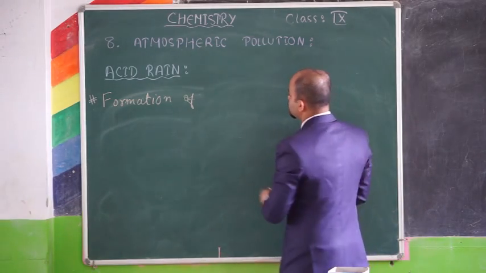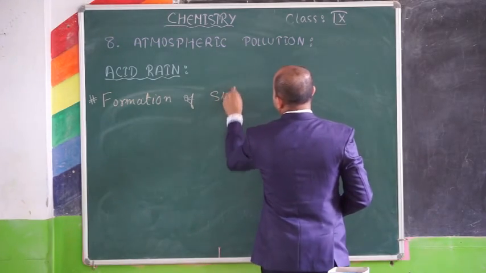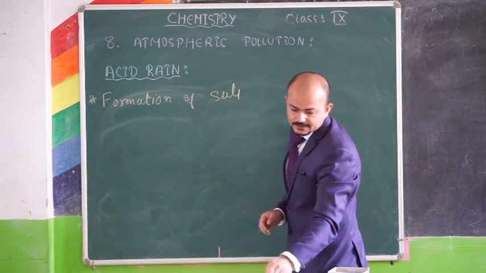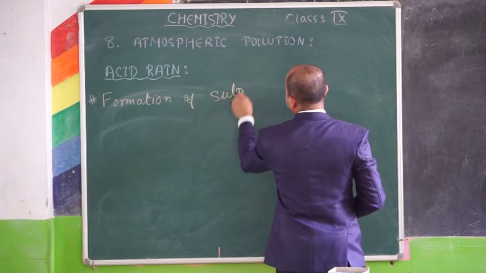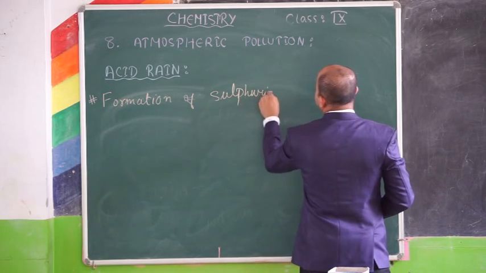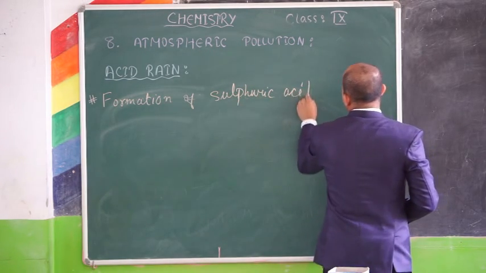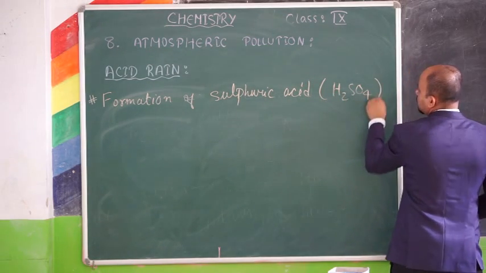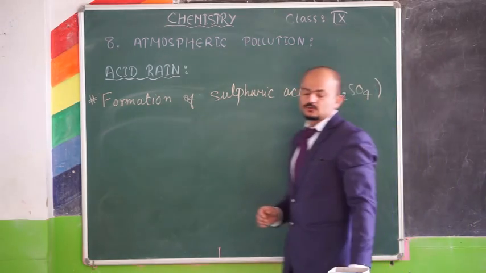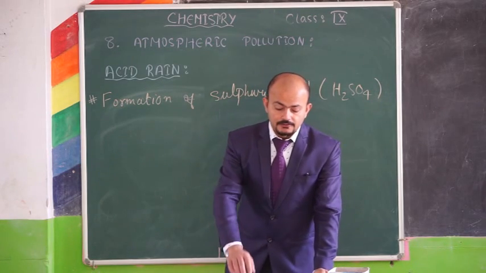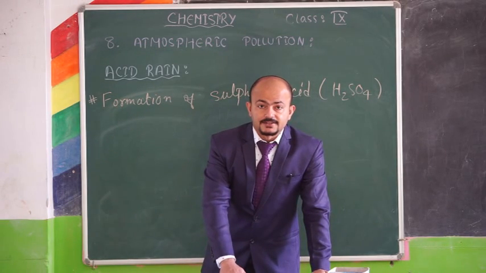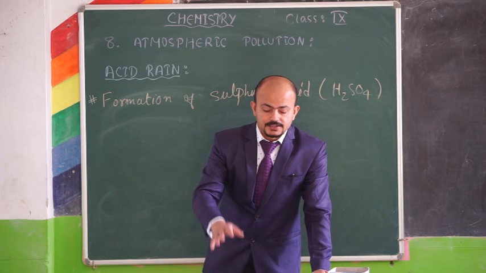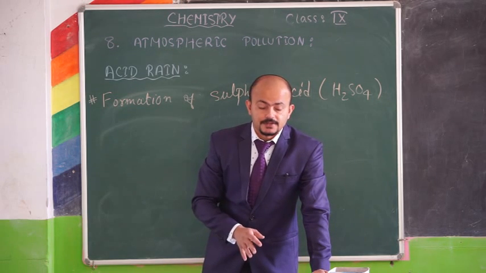Formation of sulfuric acid. The formula for sulfuric acid is H2SO4. Okay. Now this sulfur, as I told you, is found in coal plants, and coal contains about 4% of sulfur.